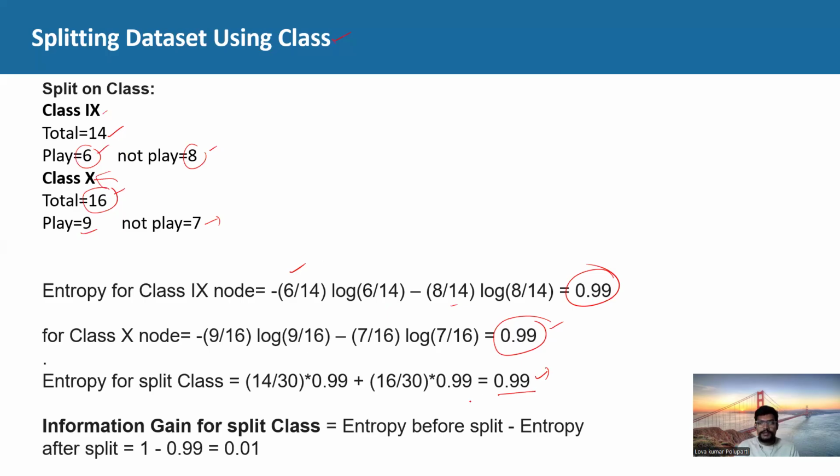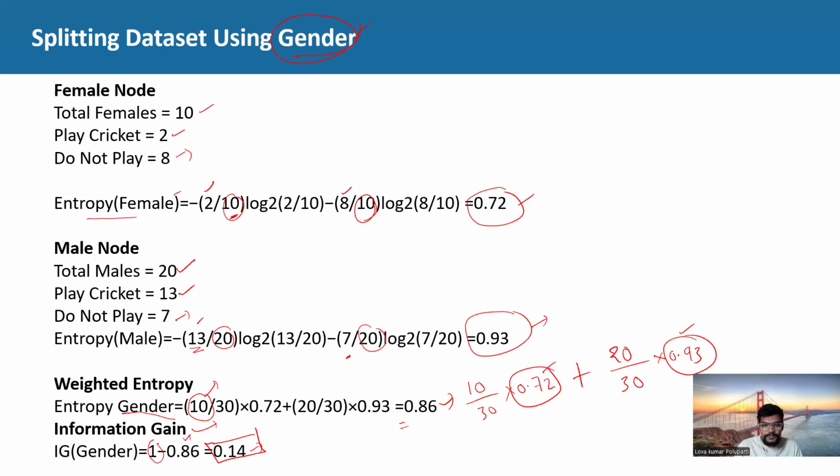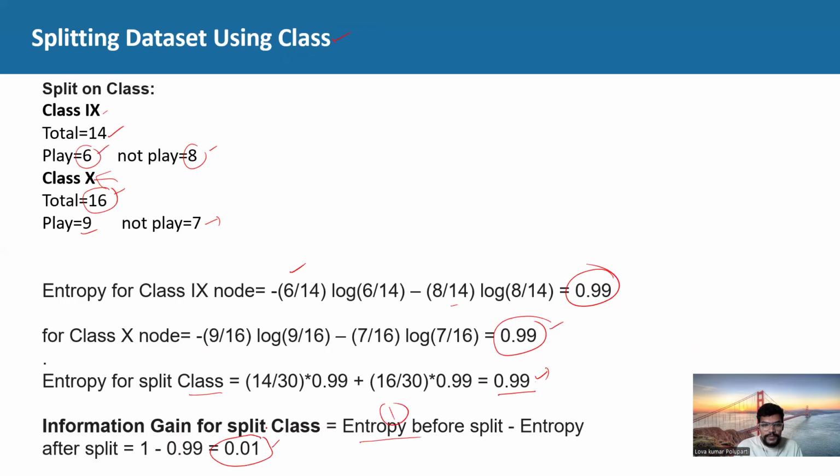So you can take the calculator and do it, and you will get it. Not so much about the calculation, but try to understand how the decision tree does this internally. Entropy before the split, I have 1, and the entropy of the complete class is 0.99. So the overall information gain is 0.1. I already told you to remember this value 0.14, and now here you get 0.1.